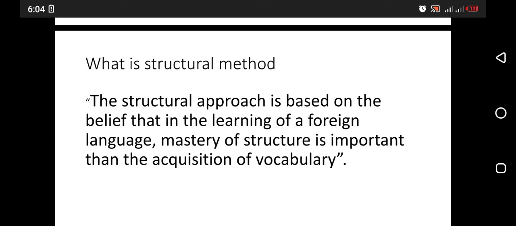As the name indicates, this is the method that is based on the assumption that language learning needs to be focused on the structure of the grammar. So the proponents of this method greatly emphasize the structure of the sentence and words. For structuralists, it's important to analyze structure for language learning.